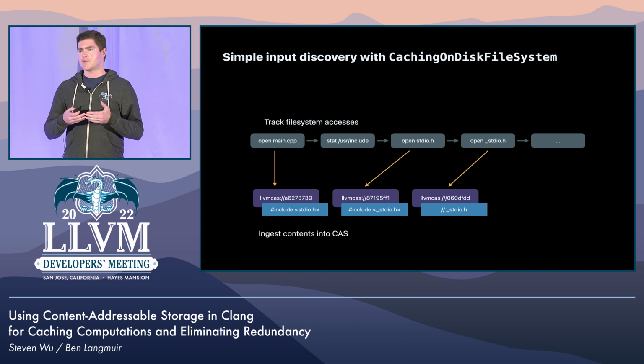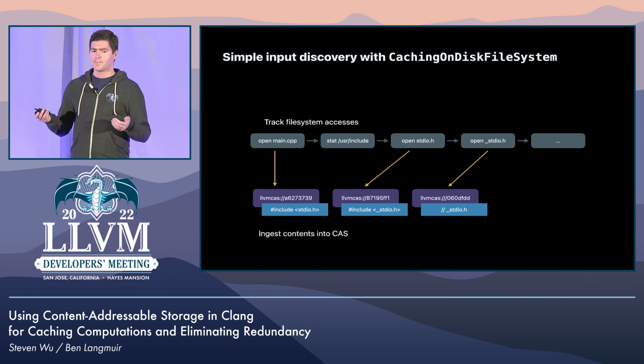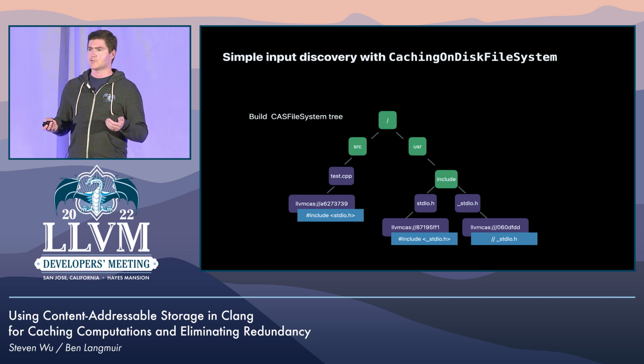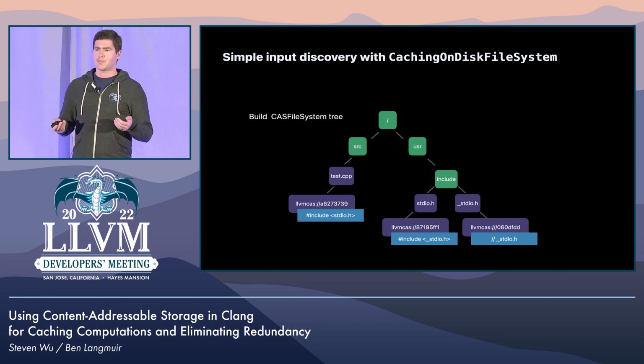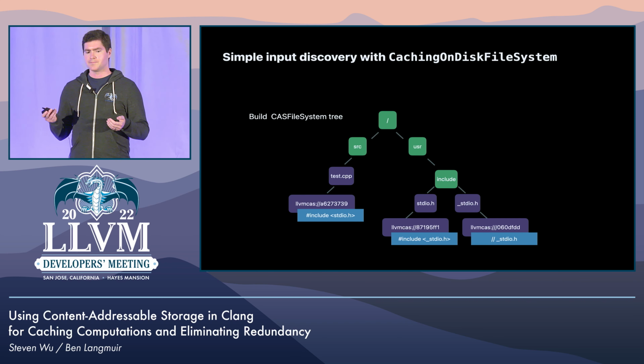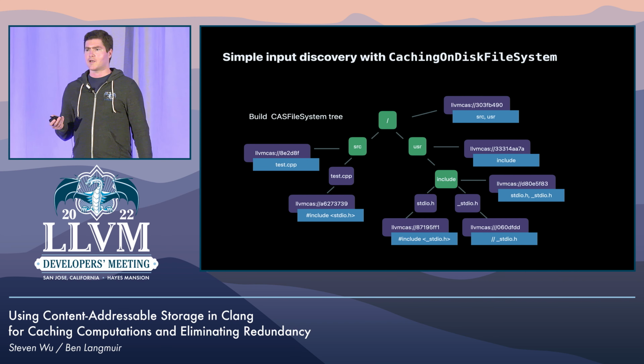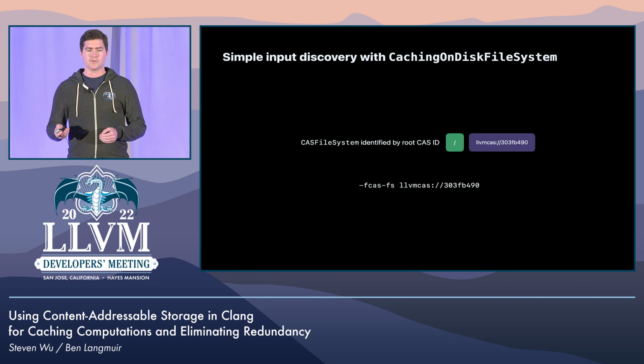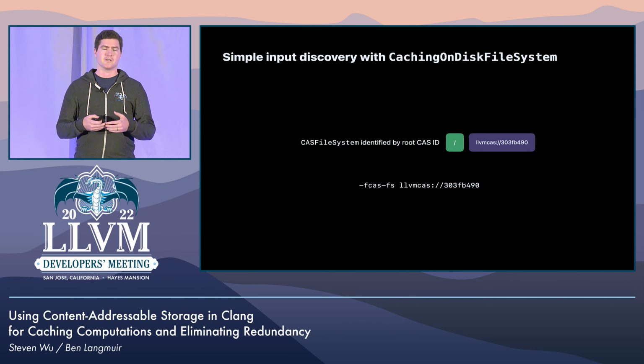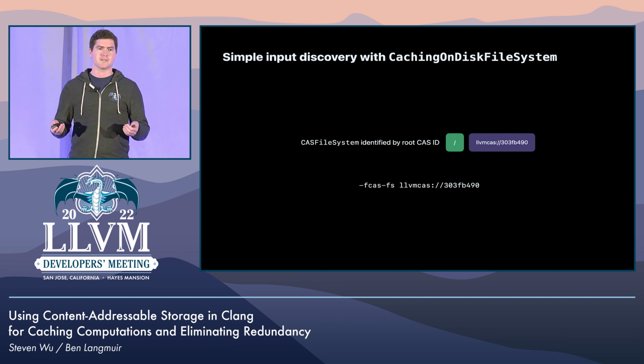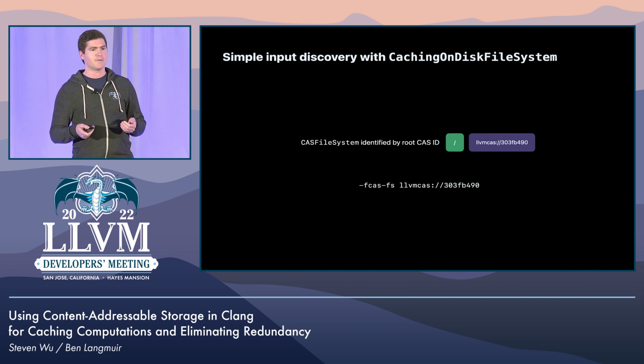Finally, once we've finished scanning an entire translation unit, we can build a CAS file system tree similar to the one that Stephen showed earlier. At the leaves of the tree, we have the files that we already ingested, and then we can create CAS objects for all of the directories with references pointing to all of their contents. At the root of this tree, we have an object that represents the entire CAS file system that was accessed as part of this scan. We can then pass this back into our modified Clang CC1 invocation with the new fcasfs option.